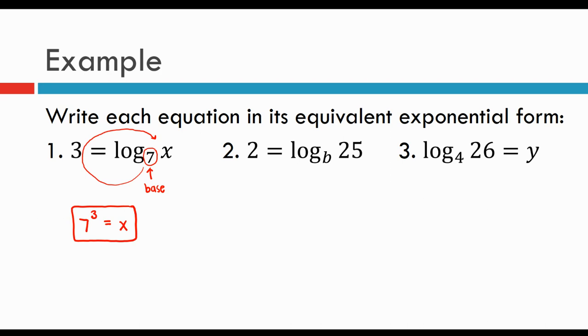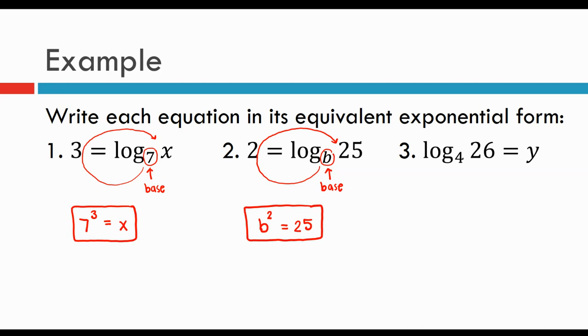Okay, if we look at the second example, we have 2 equals log base b of 25. So once again, that little subscript there, that is going to be the base. So we're going to start with the base. So we would start with b. Then I'm going to go to the other side of the equal sign. So in this case, that's 2. That is going to be my exponent. So b squared. Then we'll go right back around to the other side of the equals. And in exponential form, now that's going to equal 25. So b squared equals 25 would be the equivalent exponential form.